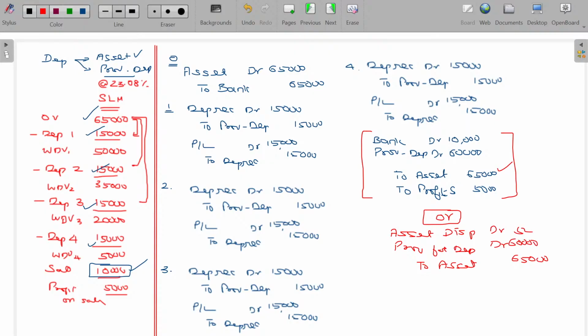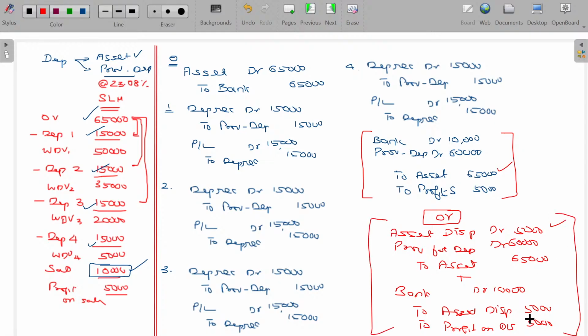Now this value being 5,000, you can encash the asset disposal. Bank account debit, you get 10,000 rupees to asset disposal. The value of asset disposal in our books being only 5,000, but we collected 10,000 rupees. As we get 5,000 rupees excess, that will be called profit on sale, profit on disposal of asset. Clear?